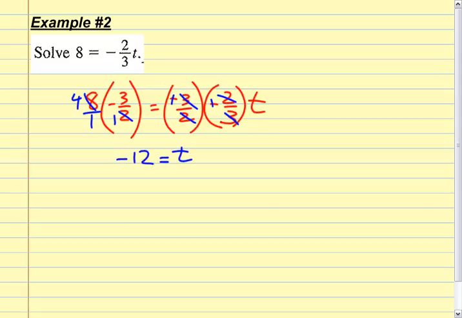Exactly. Whenever I have a fraction in front of a variable, I multiply by its reciprocal, both sides. Whenever there's a fraction in front of the variable, I multiply both sides by the reciprocal of that fraction.